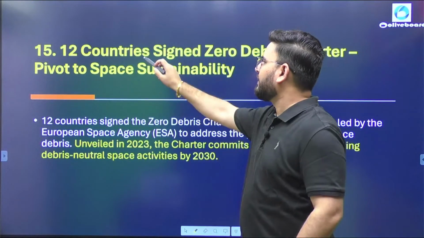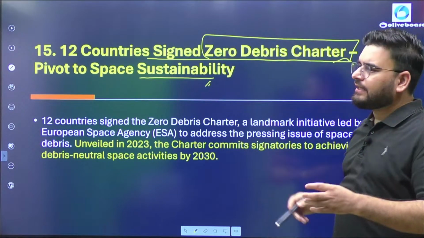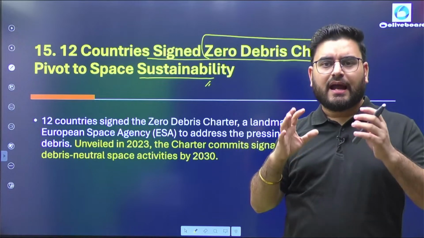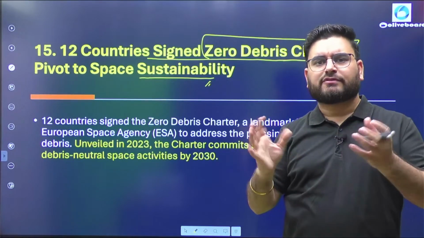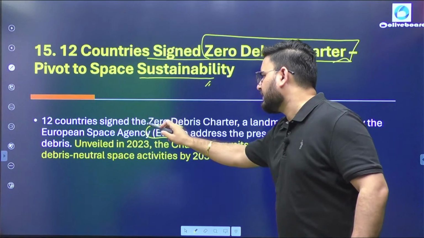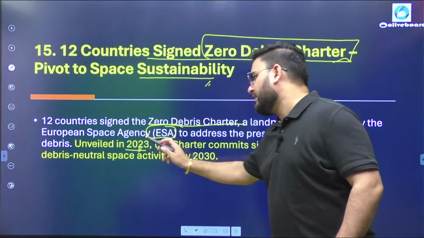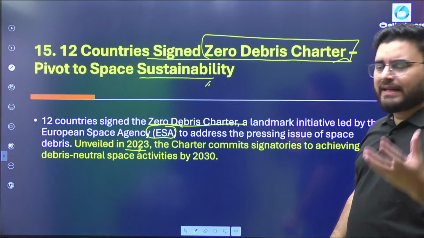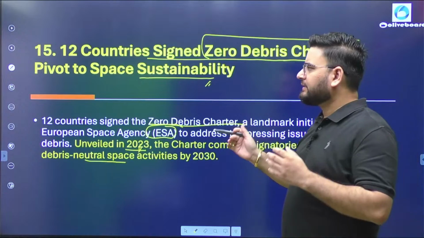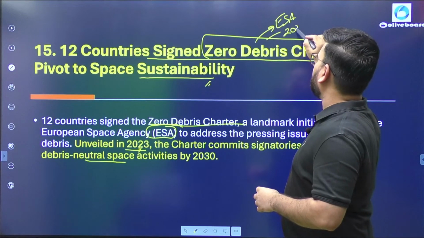Now moving on to the next news. 12 countries signed the Zero Debris Charter, a pivot to space sustainability. So what is this Zero Debris Charter? Many countries are sending different satellites into space, and after a certain time all these satellites become waste. To control this space debris, the European Space Agency, ESA, has initiated this Zero Debris Charter, and 12 countries have already signed it. This charter was unveiled in 2023, and they want to make space activity debris neutral by 2030. So you have to make a short note like this: Zero Debris Charter by European Space Agency.